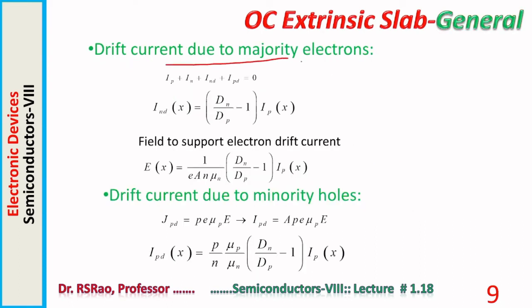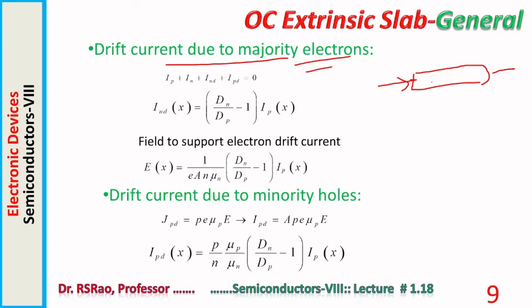Drift current due to majority electrons. The earlier slide was about diffusion currents. Now it is drift currents. It is an open circuited slab, so therefore terminal current is 0. The current entering or the current leaving is 0 because it is open circuited.